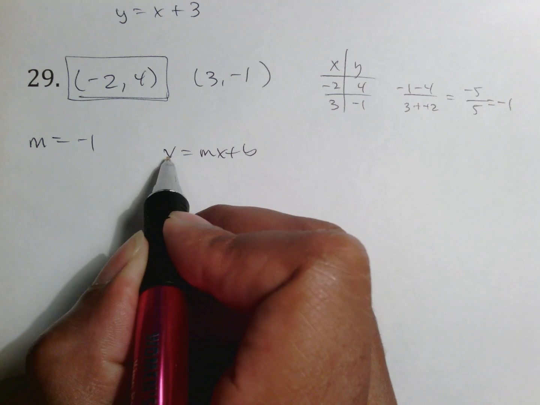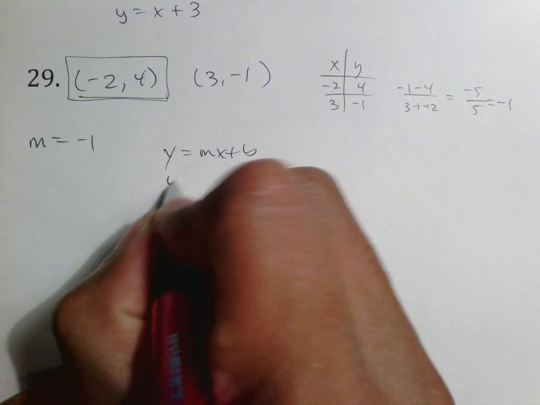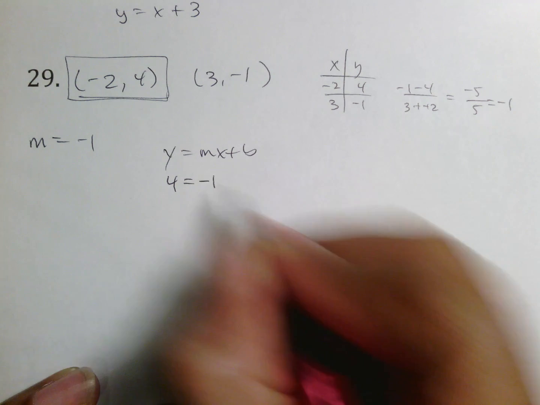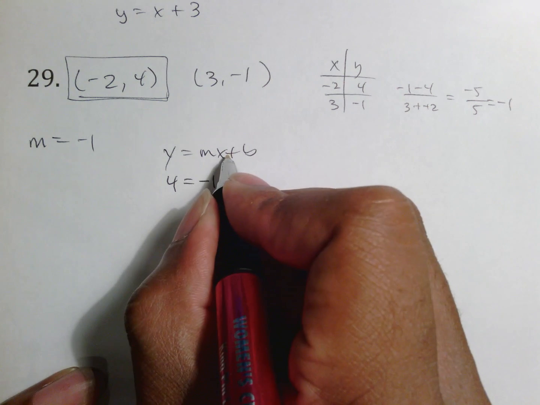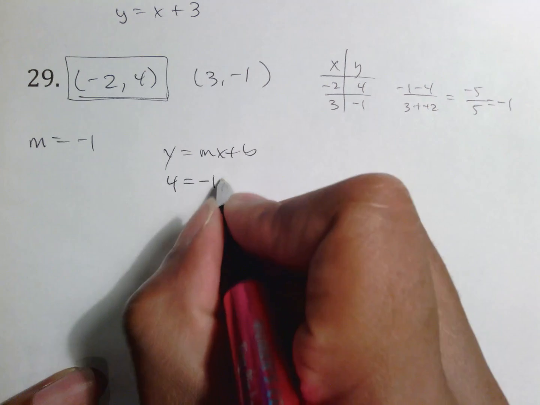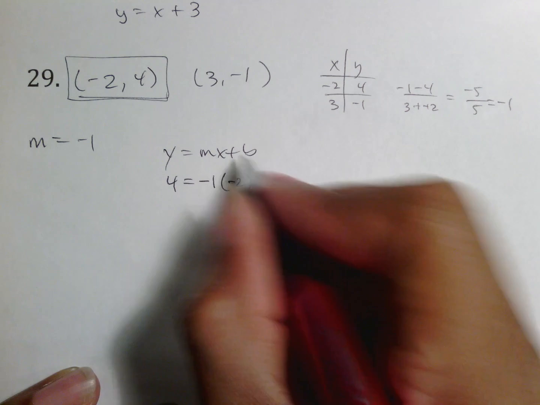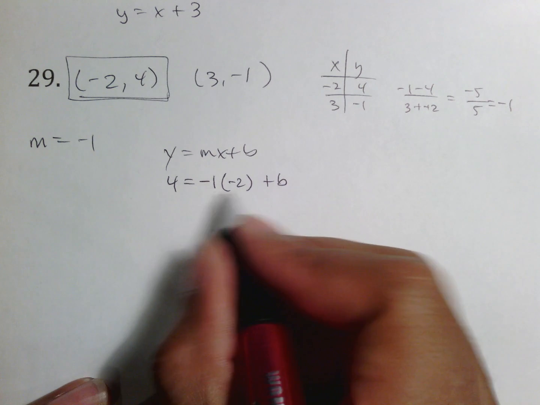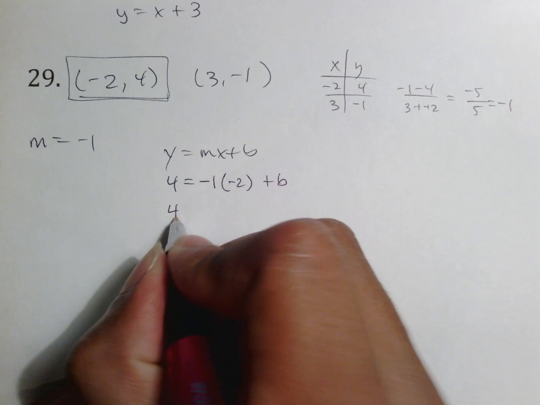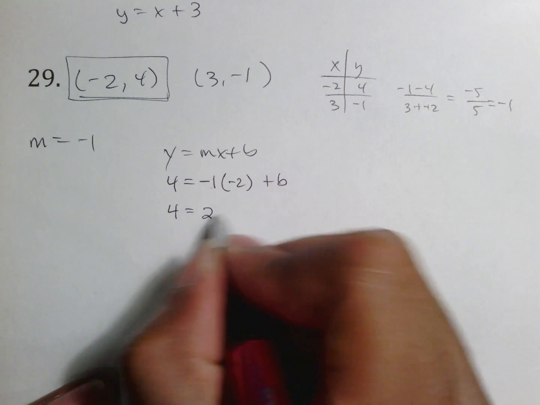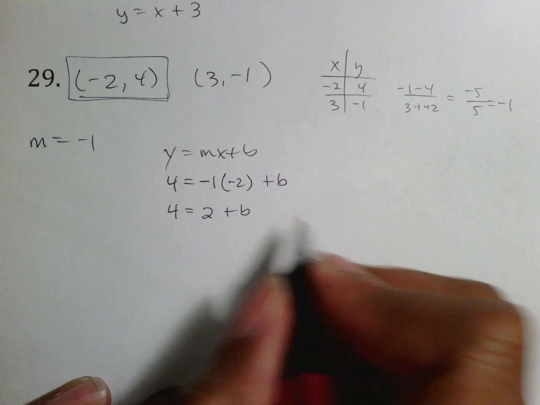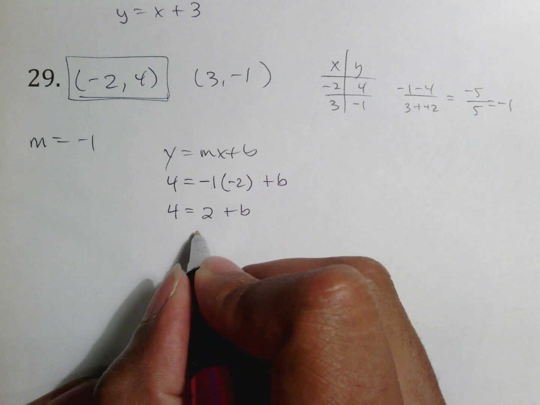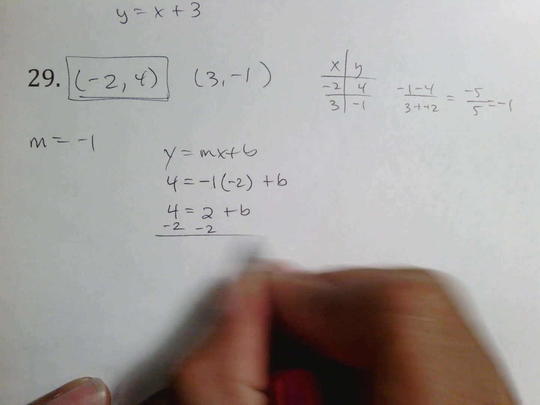Y, again, is the y coordinate from the point, so that would be 4. M is the slope, which I just found to be negative 1. X is the x coordinate from the point, which is negative 2. And then plus b just comes along because that's what we are looking for. Now we simplify the negative 1 times negative 2. Keep in mind that negative times a negative is a positive. In order to get b alone, we have to move this positive 2. The way we move the positive 2 is by subtracting 2 from both sides.